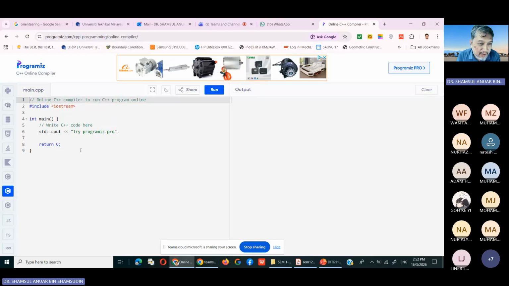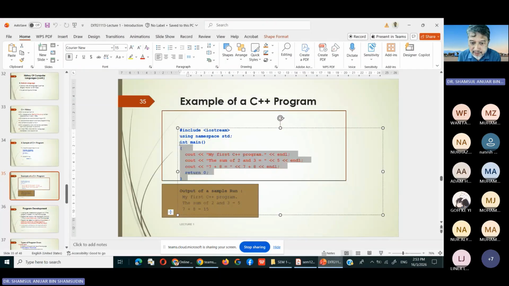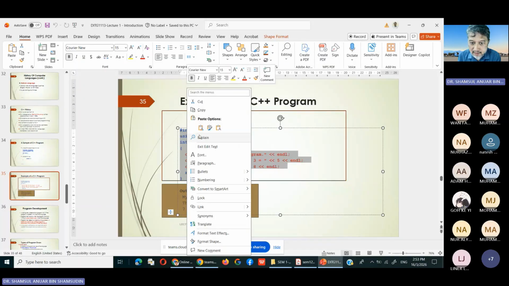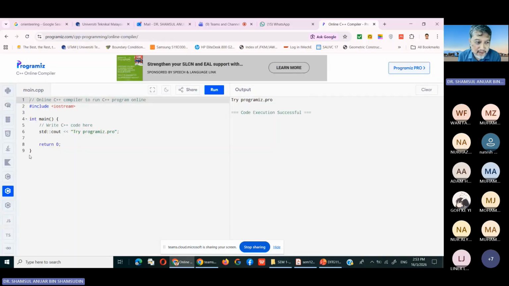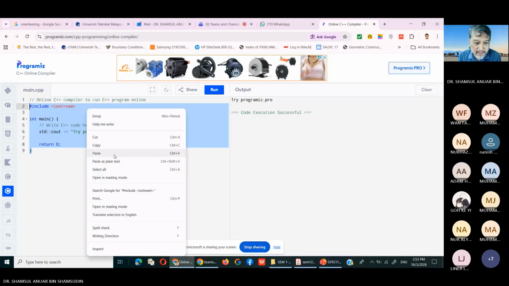So let's take a look here. When you open these online tools, usually they already have some ready-made program for you to test run. So if I hit run, it will show you the output on either the right side or at the bottom. So this is the basic stuff that is shown there. So if I go ahead and copy this, and replace this up to there, paste.